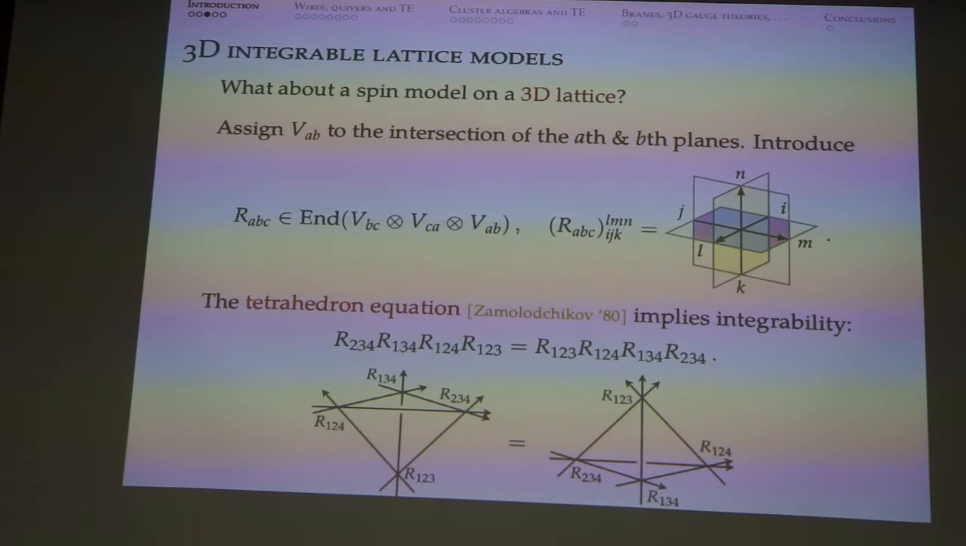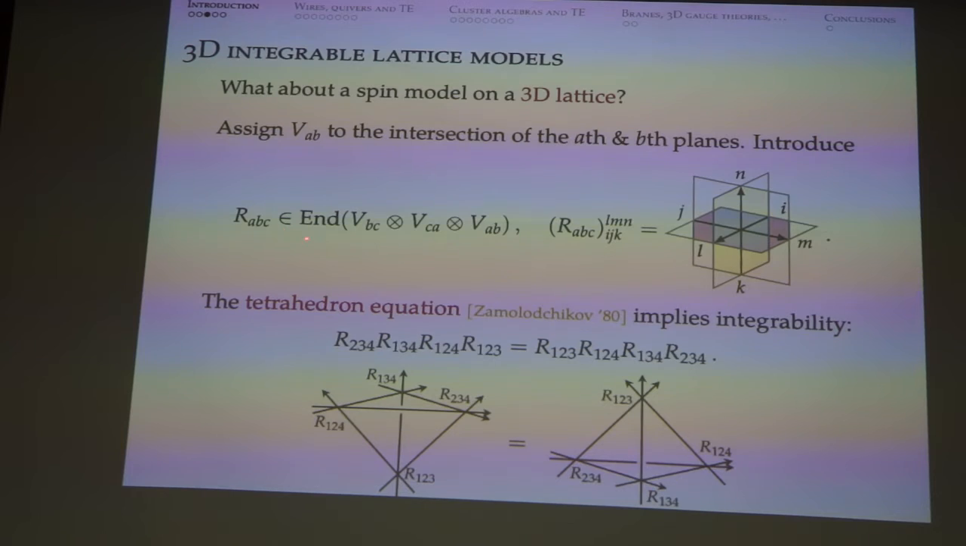Okay, so here I have drawn 3 intersecting planes. And these oriented edges are intersections of pairs of planes. Okay, so similar to the two-dimensional case, you can place spin variables on the edges of these black lines. Okay, and then let's say that they have spin values i, j, k, l, m, n, and then you can define this matrix element of some operator R.